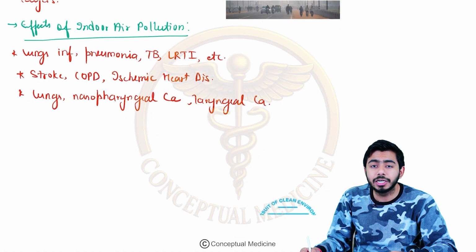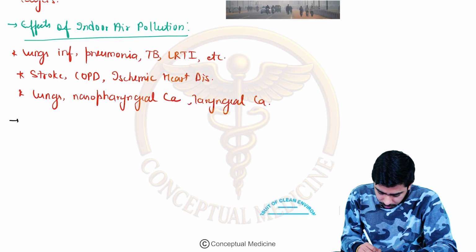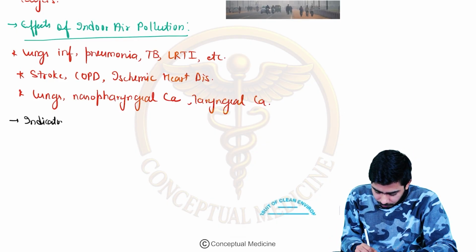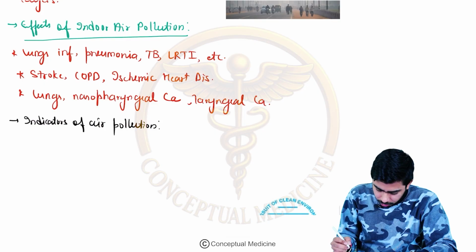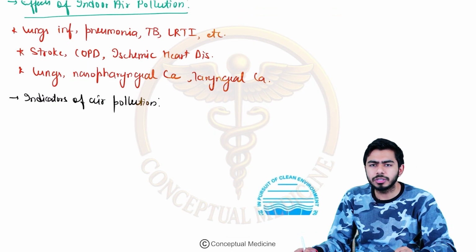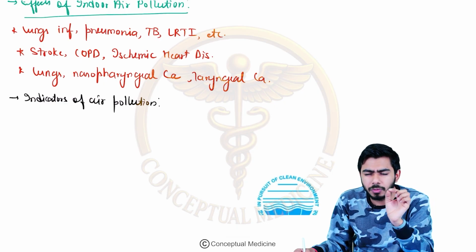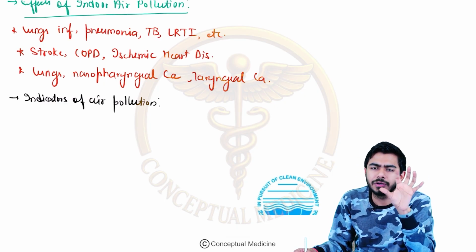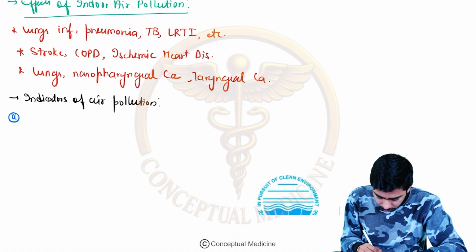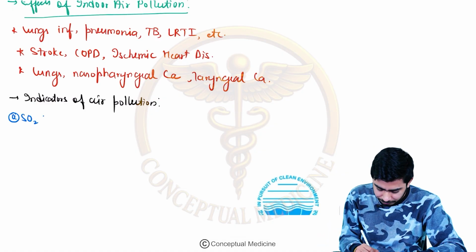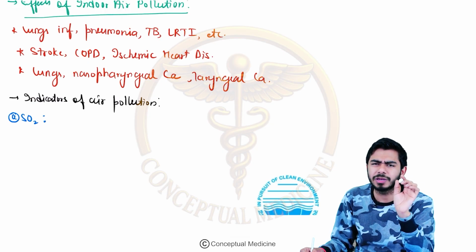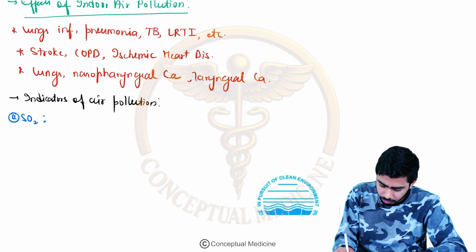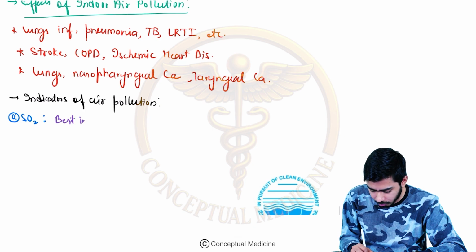The next point is the indicators of air pollution. Very important term, guys. Some gases are present, and among these gases, one that is very frequently tested in MCQs is sulfur dioxide, SO2. This is the best indicator for measuring air pollution. Very frequently asked question, please do not forget that. The best indicator of air pollution is sulfur dioxide.